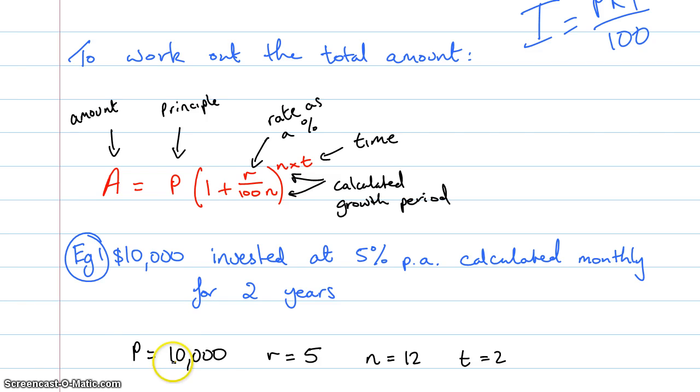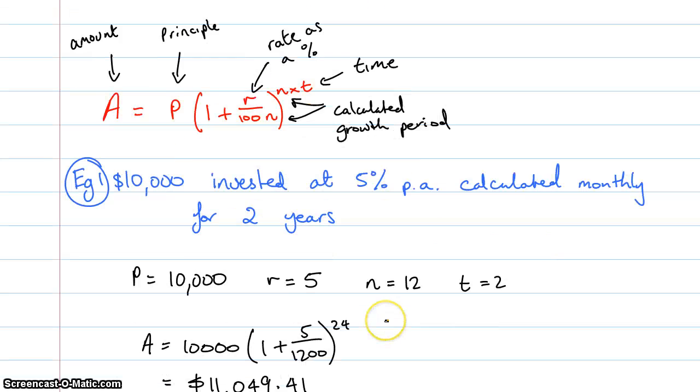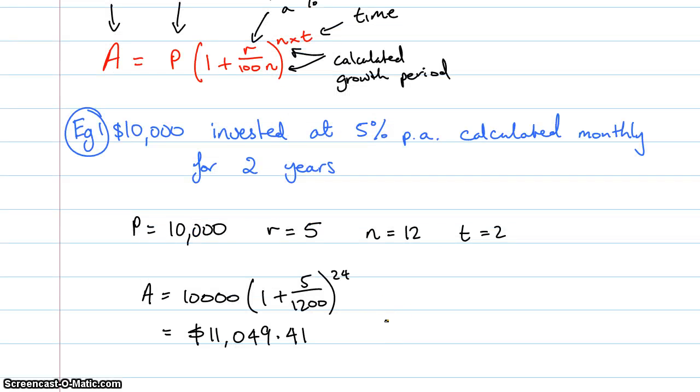So I put down all the things I know. P, 10,000, R, 5%, N, well, let's work out that in a second. T is 2 years, calculated monthly. How many months are there in a year? There's 12, so N is 12. Then I simply put that into this formula here. 10,000 times 1 plus 5 over 12 times 100, which ends up being 1200, all to the power of 2 times 12, which ends up being 24. And now I'm going to put that in my calculator and get that answer.